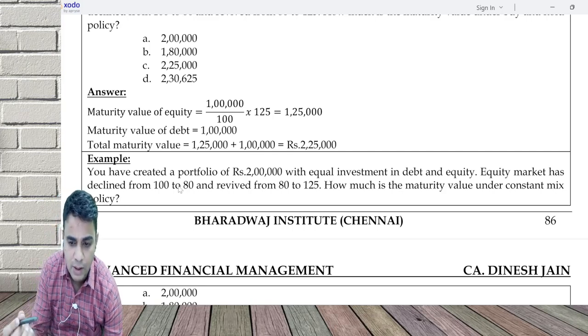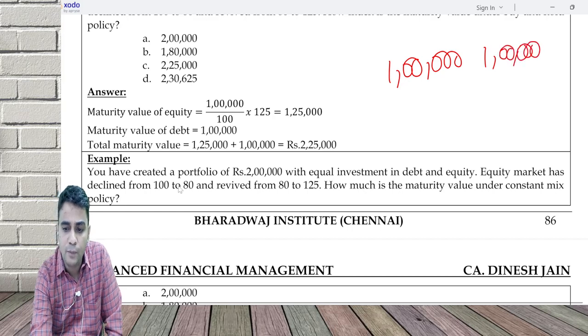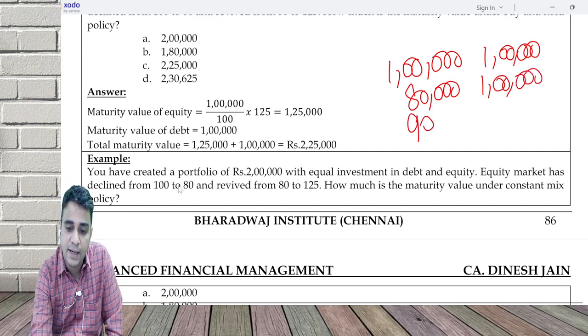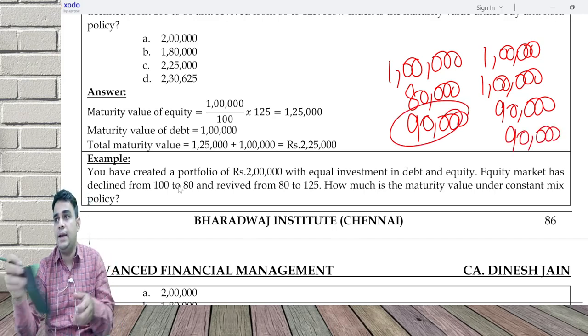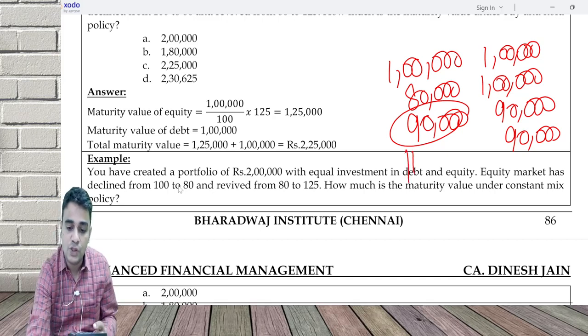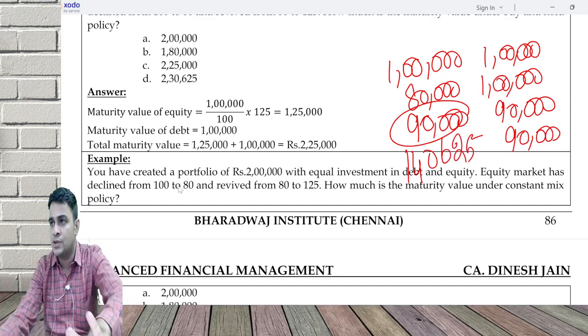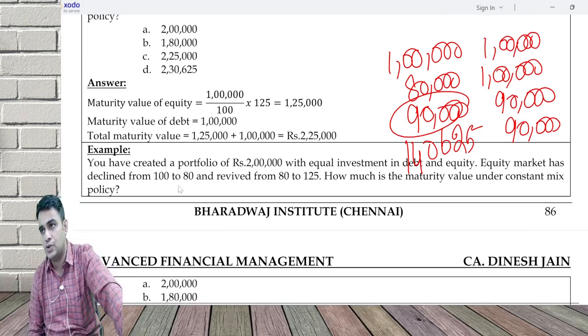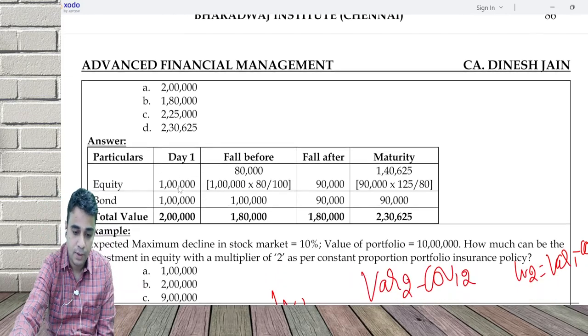Let me check. I started with 1 lakh and 1 lakh. Market went down. It became 80, 1 lakh. Rebalancing made it 90, 90. And this 90 continues. This 90,000 into 125 by 80 is 140,625. In exam, if it comes, then you have to do a rebalancing also at this stage. Value is 230,625. Any doubts on this? Tell me the answer to this.